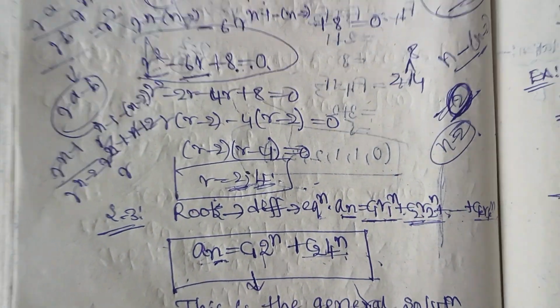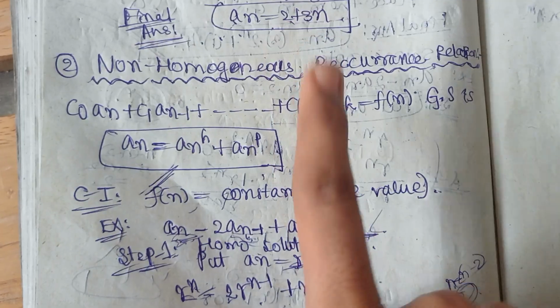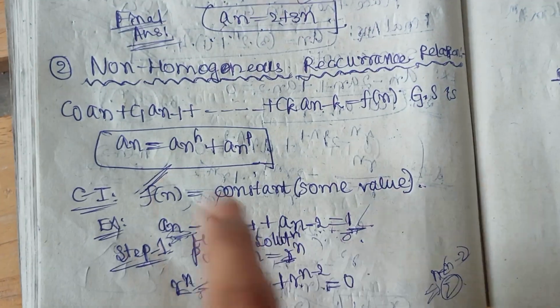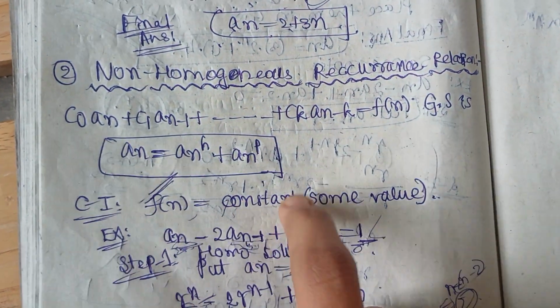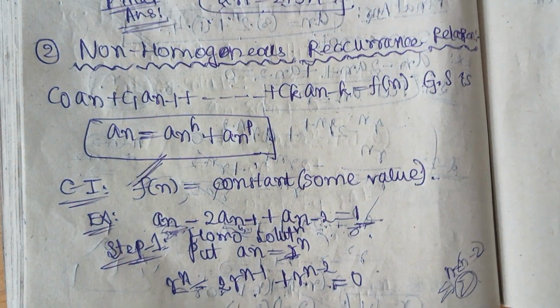If you want to understand this non-homogeneous recurrence relation clearly, please go and watch my homogeneous recurrence relation video. Then only you will be able to understand this topic in a very clear way. So this is our first case, when f of n is constant. And now we are going to our second case.